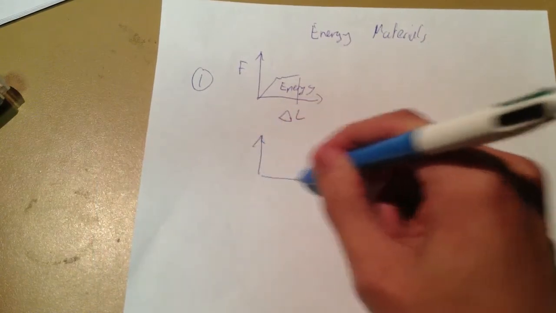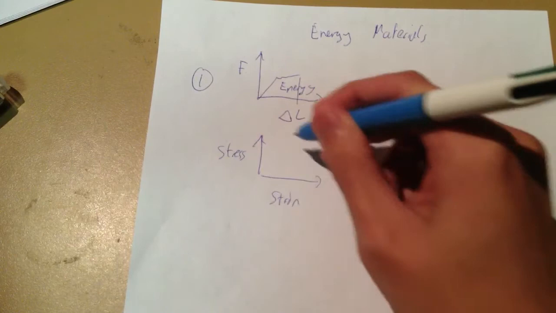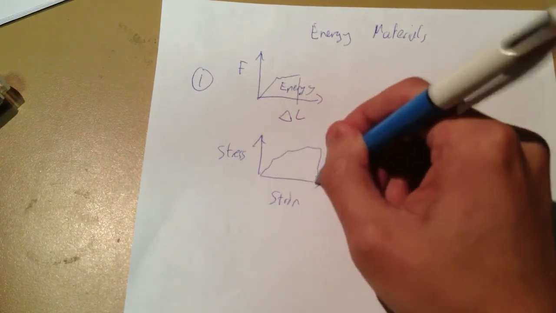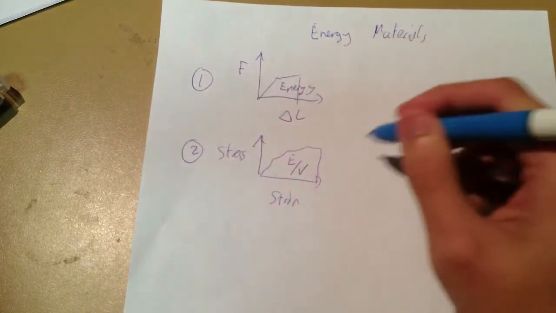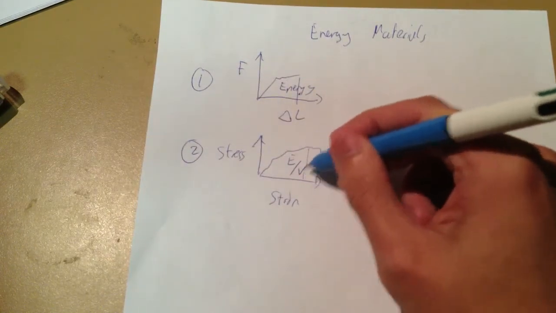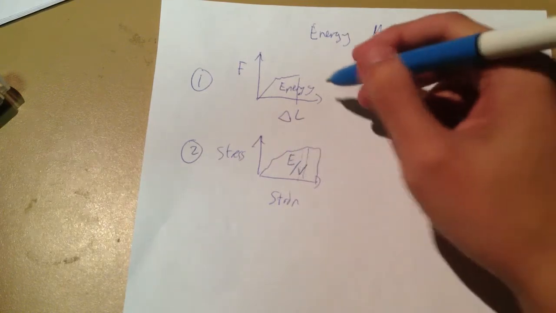If you have a graph of stress versus strain, the area under the graph is energy per unit volume, 2. Okay? So, depending on how far you want to go. Energy per unit volume. 3.